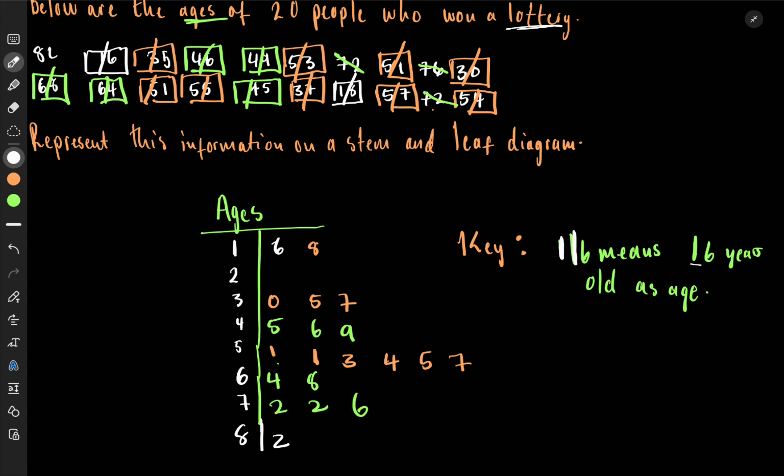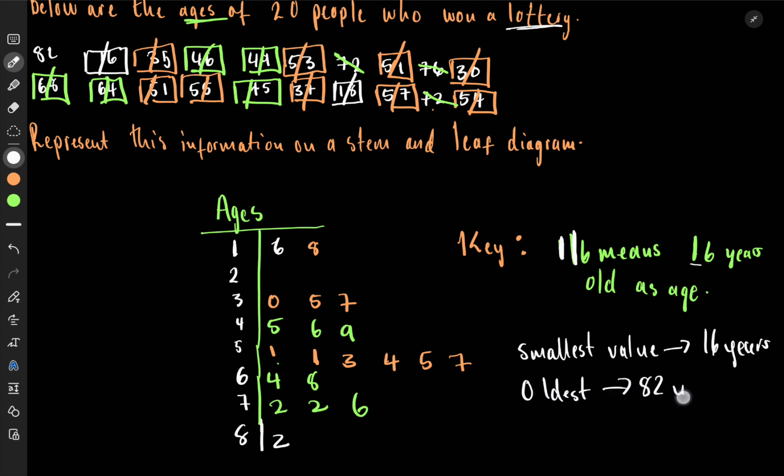Now from here, you can easily see the smallest value. It is going to be this one, 16. So from here, we can see that the smallest value, the youngest person, is 16 years. Then the oldest person is 82. So the oldest is 82 years old.